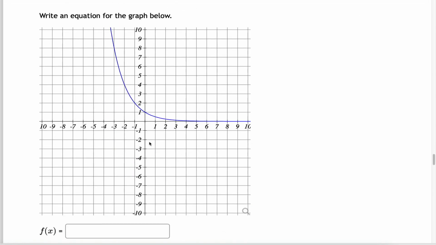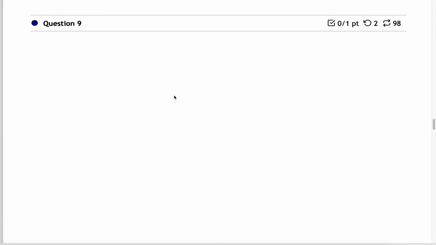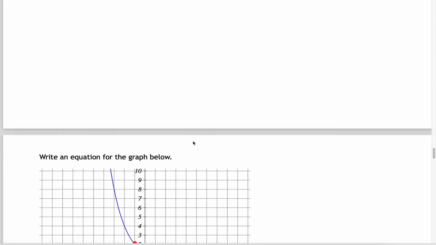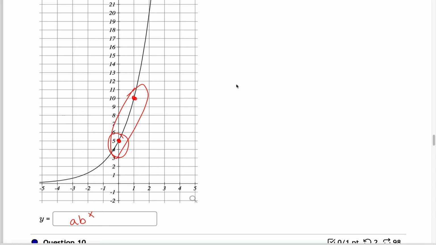Question 10, same idea. Again, focus on the integer points. So I got this point right here and maybe this point right here. Maybe I can use this one to find A, and then I can use this one to find B. It's worth pointing out that these problems, question 9 and question 10, really could have been on the last homework assignment, right? I could have said an exponential function passes through the point 0, 5, and it passes through the point 1, 10. Find the equation of that function.